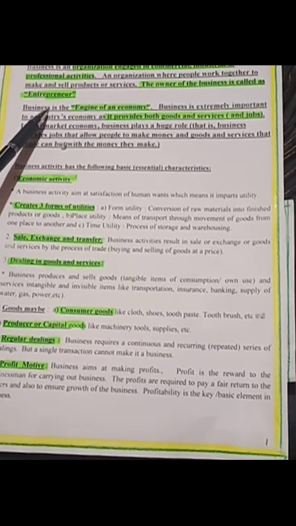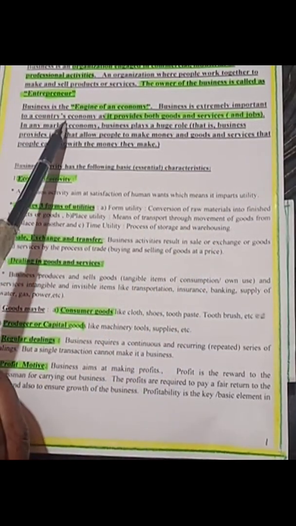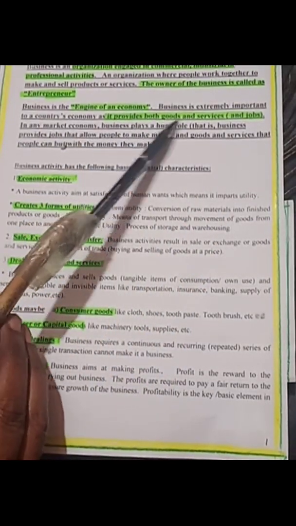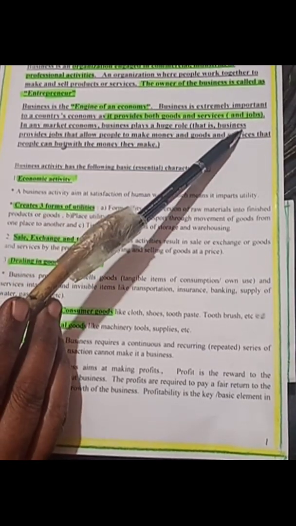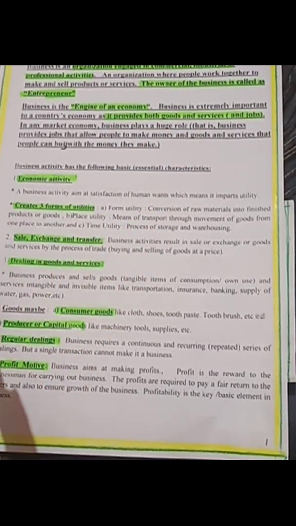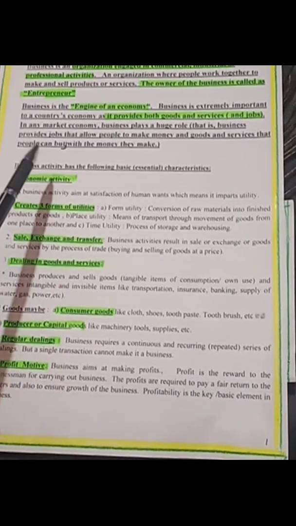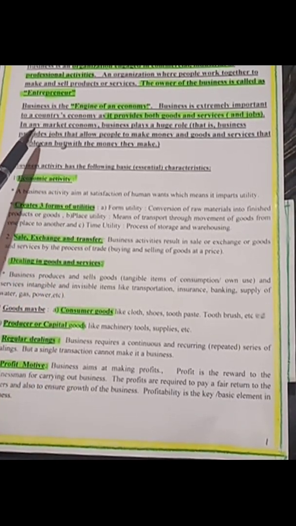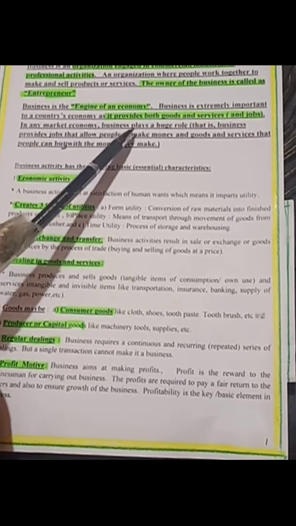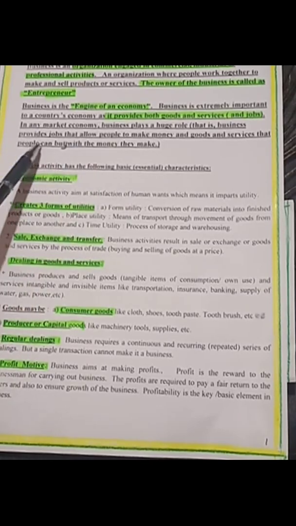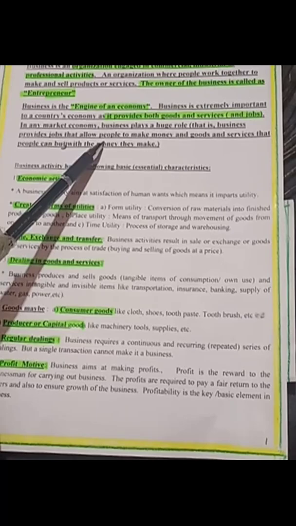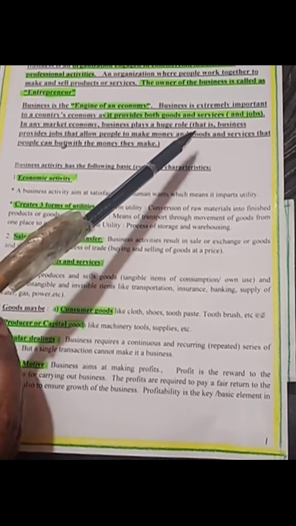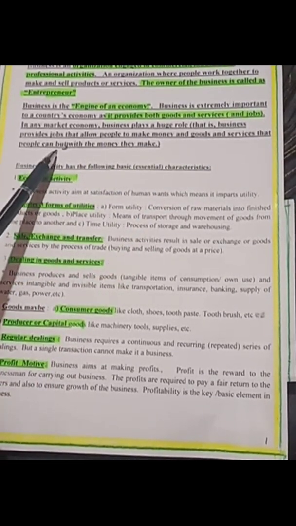Business is extremely important to a country's economy as it provides both goods and services and jobs. Why do people say no to lockdown? Because reasons are too many. Business is very important to build up a society. In any market economy, business plays a huge role. That is, business provides jobs. Please note down this, children, very important. Business provides jobs that allow people to make money, and goods and services that people can buy with the money they make.